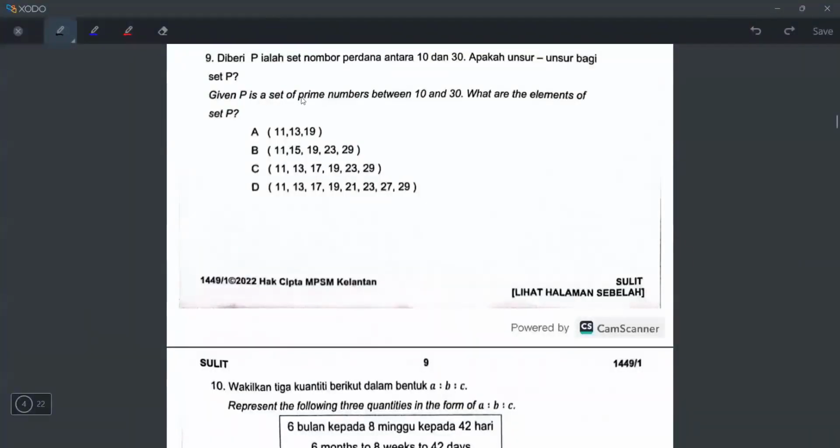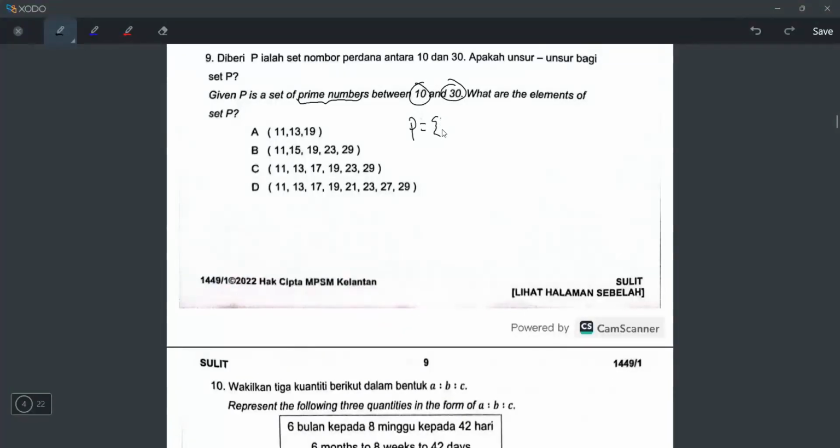Given P is a set of prime numbers. You should know what a prime number means. Prime numbers are numbers that only have 2 factors, numbers that can only be divided by themselves and by 1. So let's see. P is a set of prime numbers between 10 and 30. What are the elements of set P? So set P would be what? Between 10 and 30.